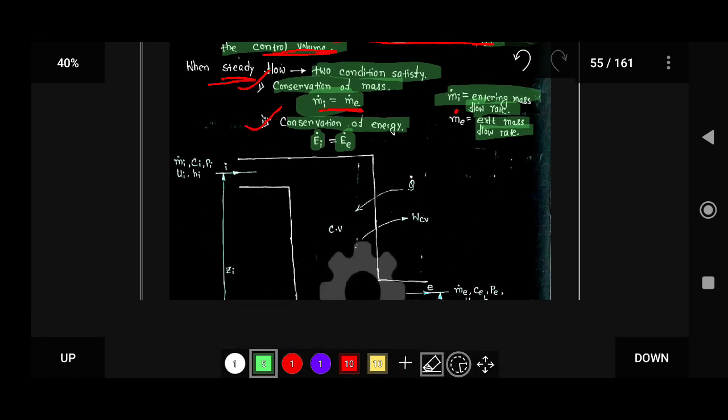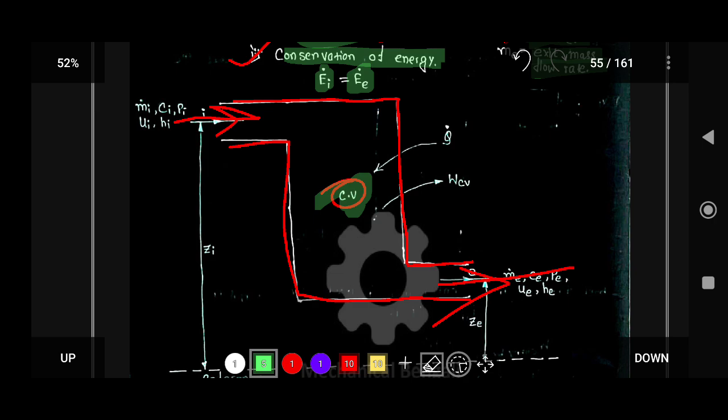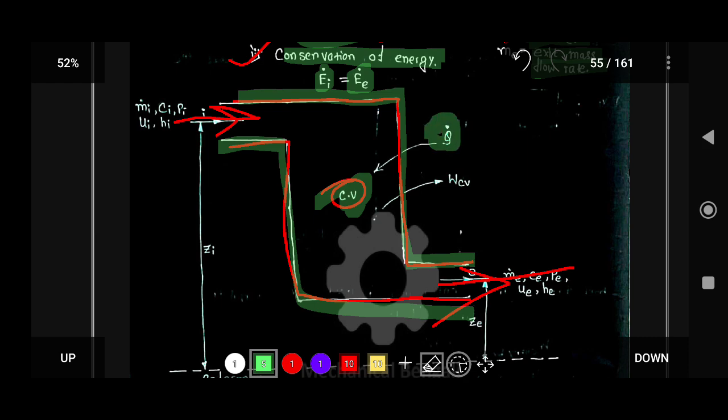Now consider this is our system. You can say it is a control volume, and this is an open system. Mass enters the system, and mass exits from the system. This is our control volume, and this is the boundary. Through this boundary, heat goes into the control volume, and we get some work from the control volume.